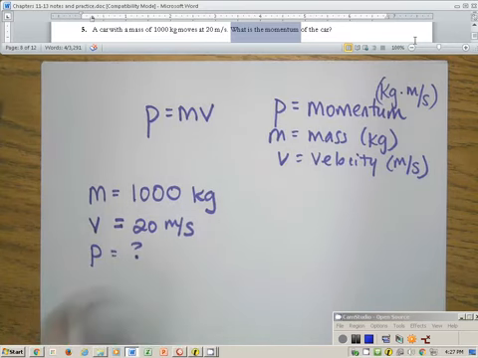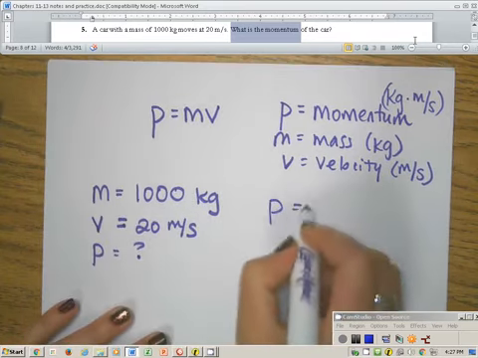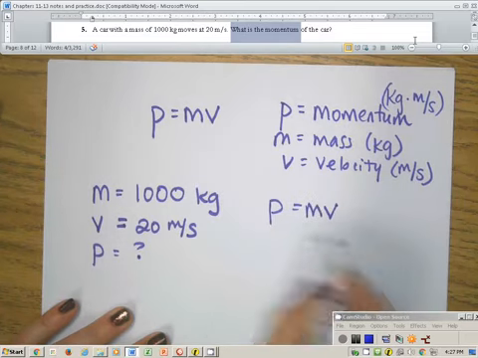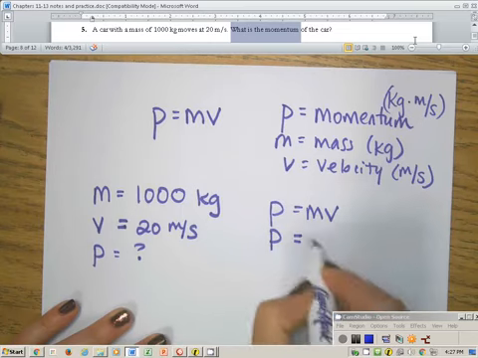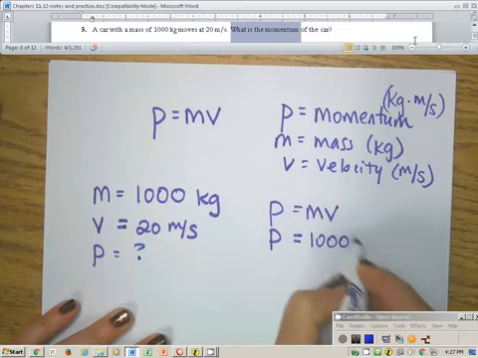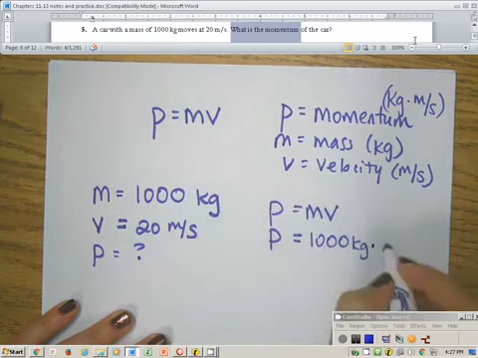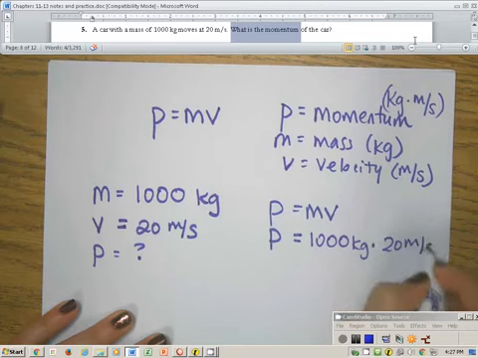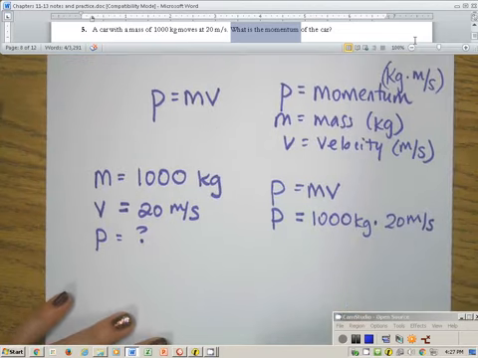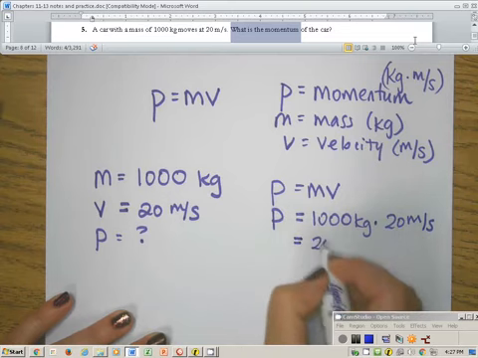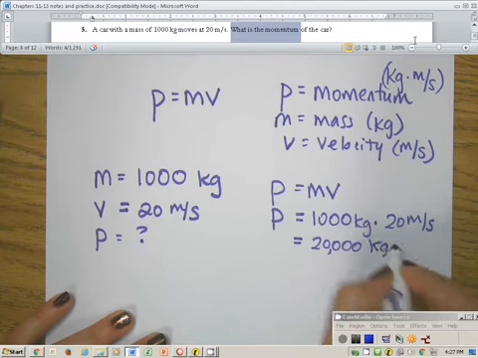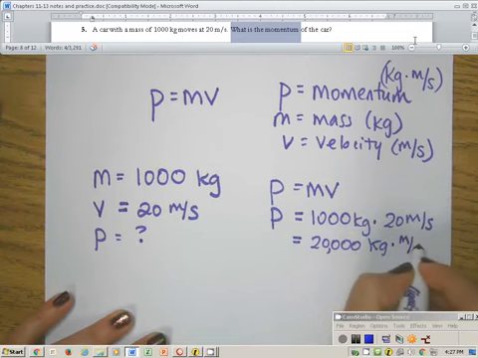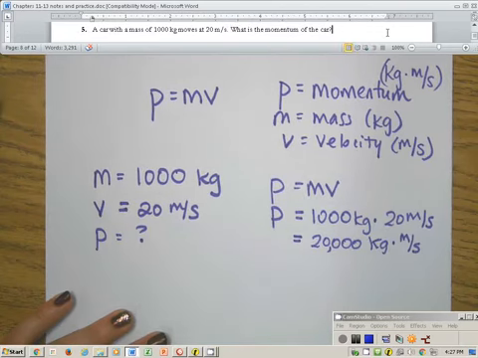Well, if I know these things, then I can simply plug this in. I can substitute it into my equation. P I don't know, so I'm going to write P down again. My M is 1,000 kilograms, and my V is 20 meters per second. Once I write all of that down, I can solve. That'll be 20,000. And the unit, nothing cancels, so it's just 20,000 kilograms times meter per second. It's that simple to solve for momentum.